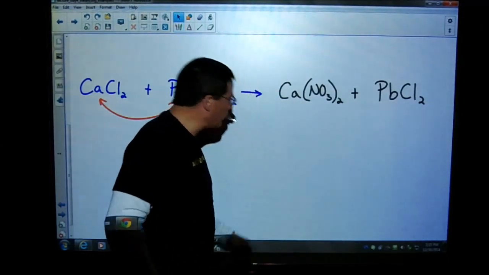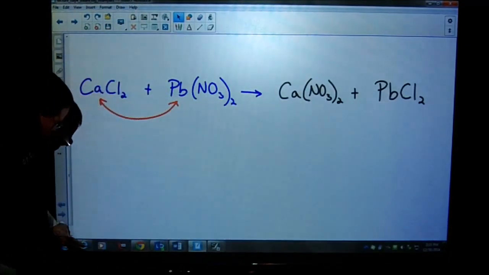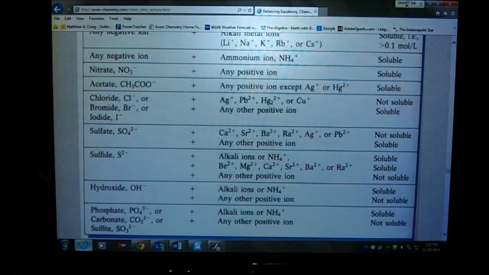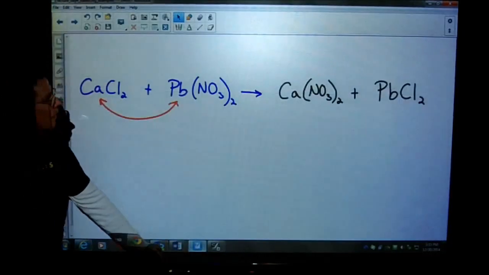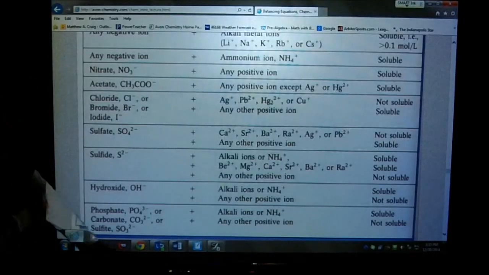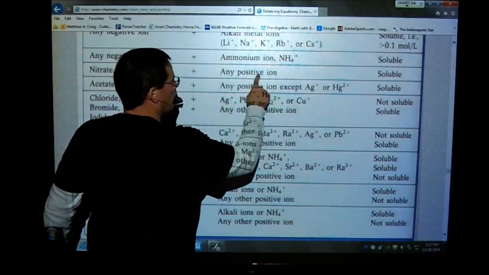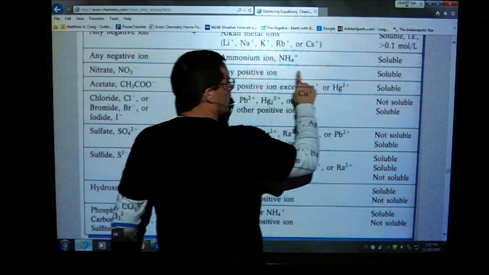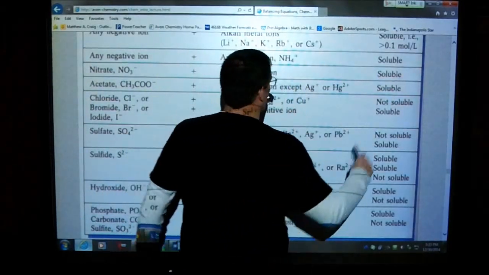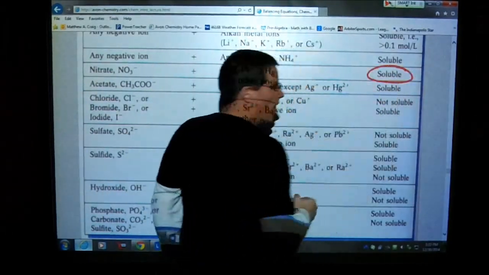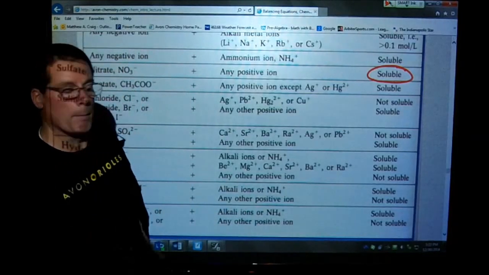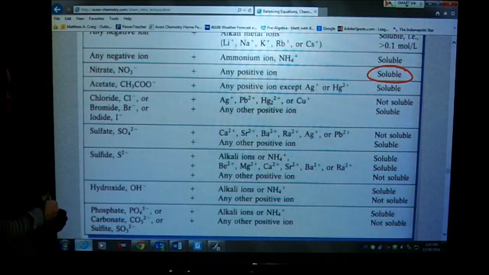So let's take a look at our solubility rules. The first one is calcium nitrate. So we come over here, we find nitrate. Nitrate's right here. Is calcium any positive ion? Yes, it is. Soluble means nothing is going to happen. Okay. So now let's look at the other scenario.